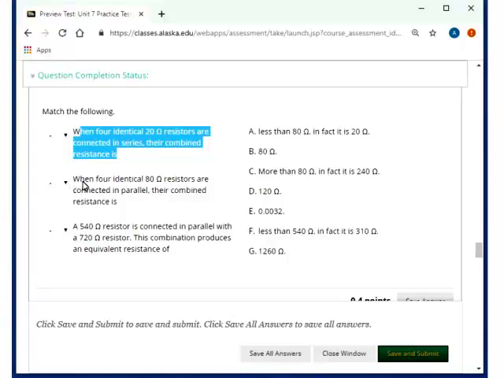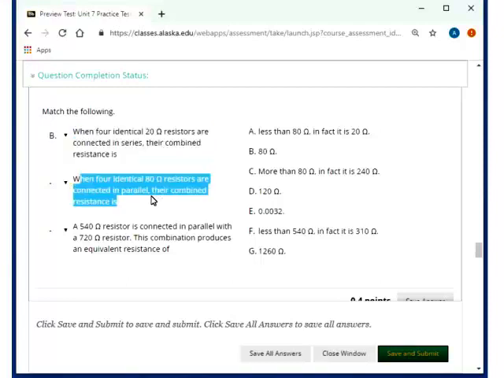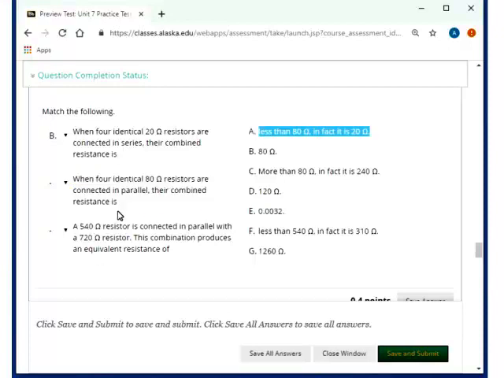When four identical 80 ohm resistors are connected in parallel, their combined resistance is going to be less than the smallest one. If you calculate this out, you will come up with 20 ohms. You use the equation of the reciprocals as you add them. In this case, it becomes a little bit easier because they're identical, so you could actually just divide 80 by 4. But if you do it the proper way, 1 divided by 80 plus 1 divided by 80, and so on, and then take the reciprocal again, you will come up with 20 ohms.